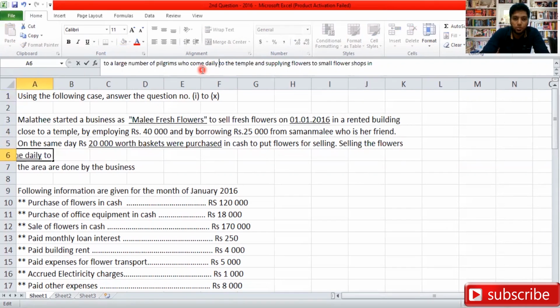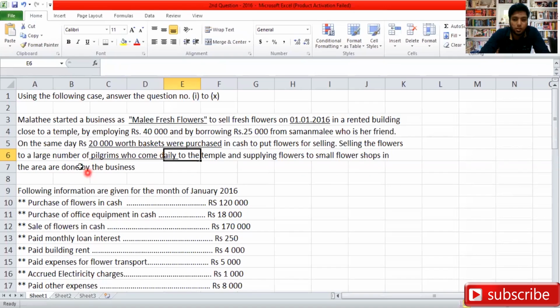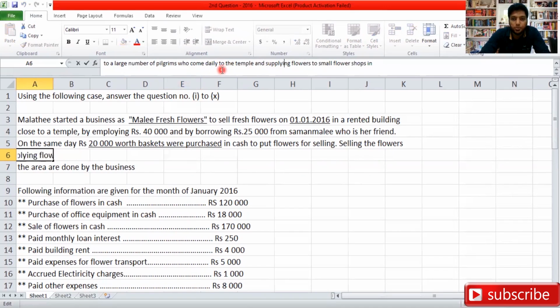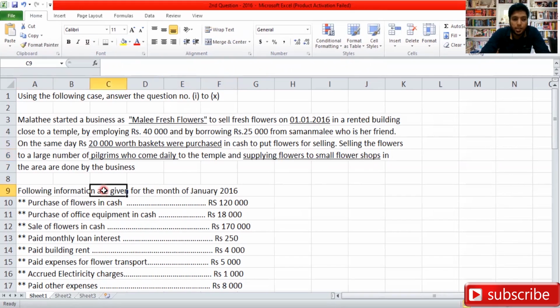You need to be very careful. Half of the questions on the case study will be from business, and half will most probably be from accounting. So you need to be very careful when you are doing this sum. Then we'll mark supplying flowers to small flower shops. Highlighting will give you good marks on the paper. So please highlight whatever you feel is correct. Then, the areas are done by the business.